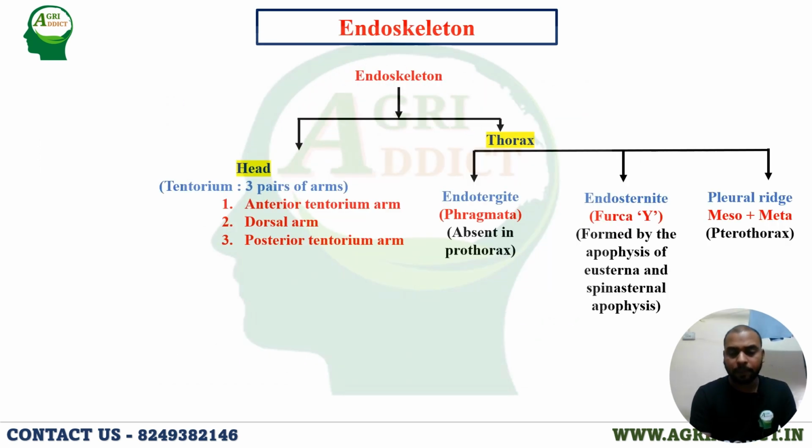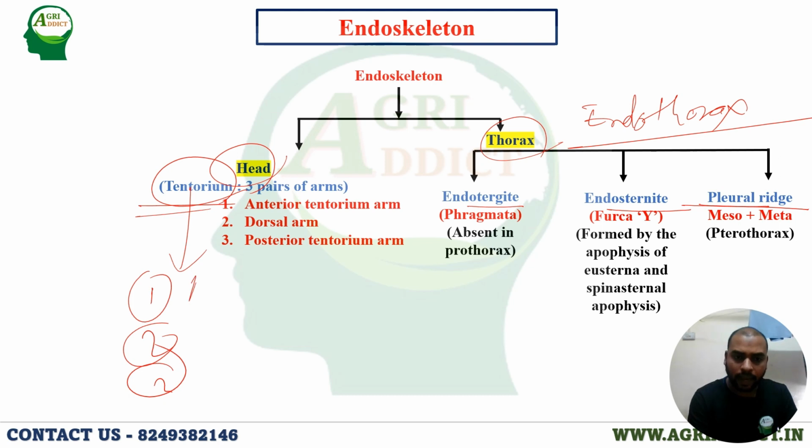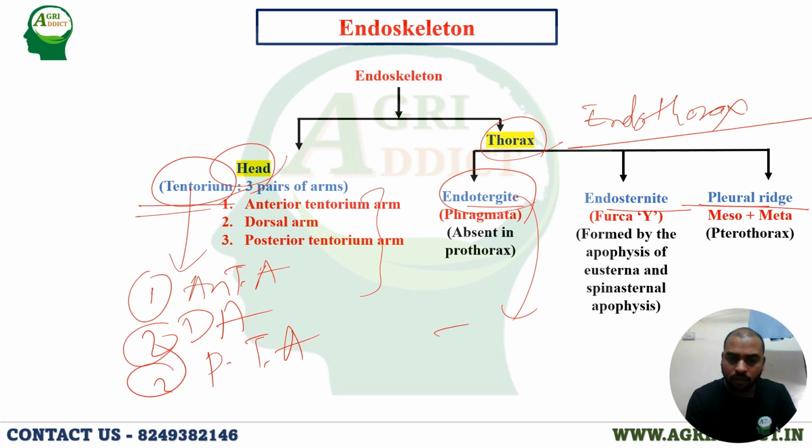You see here I have depicted in a tree diagram the different types of endoskeleton in the insect body. For the head, this is called the tentorium. For the thorax it is called endothorax. I have told you endothorax means tergite, sternite and pleuron, that is pleural ridge. In case of head, this tentorium has three different parts. One is the anterior tentorial arm, then the dorsal arm, then the posterior tentorial arm. These three structures.